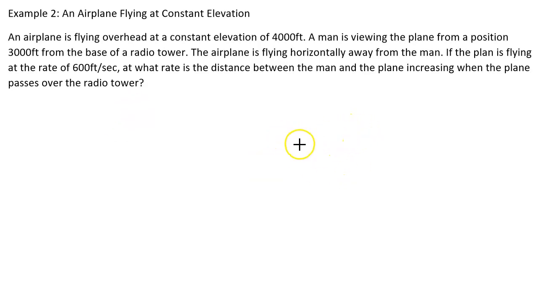So we want to start by trying to get a picture of what this represents. So this is going to be my man, and then right here we're going to have my radio tower, and I'm just drawing the radio tower as a dot because the height of the tower isn't relevant to this problem. We have an airplane in the sky that is moving away from the man, traveling horizontally, and we also know that this airplane is a constant 4,000 feet in the sky.